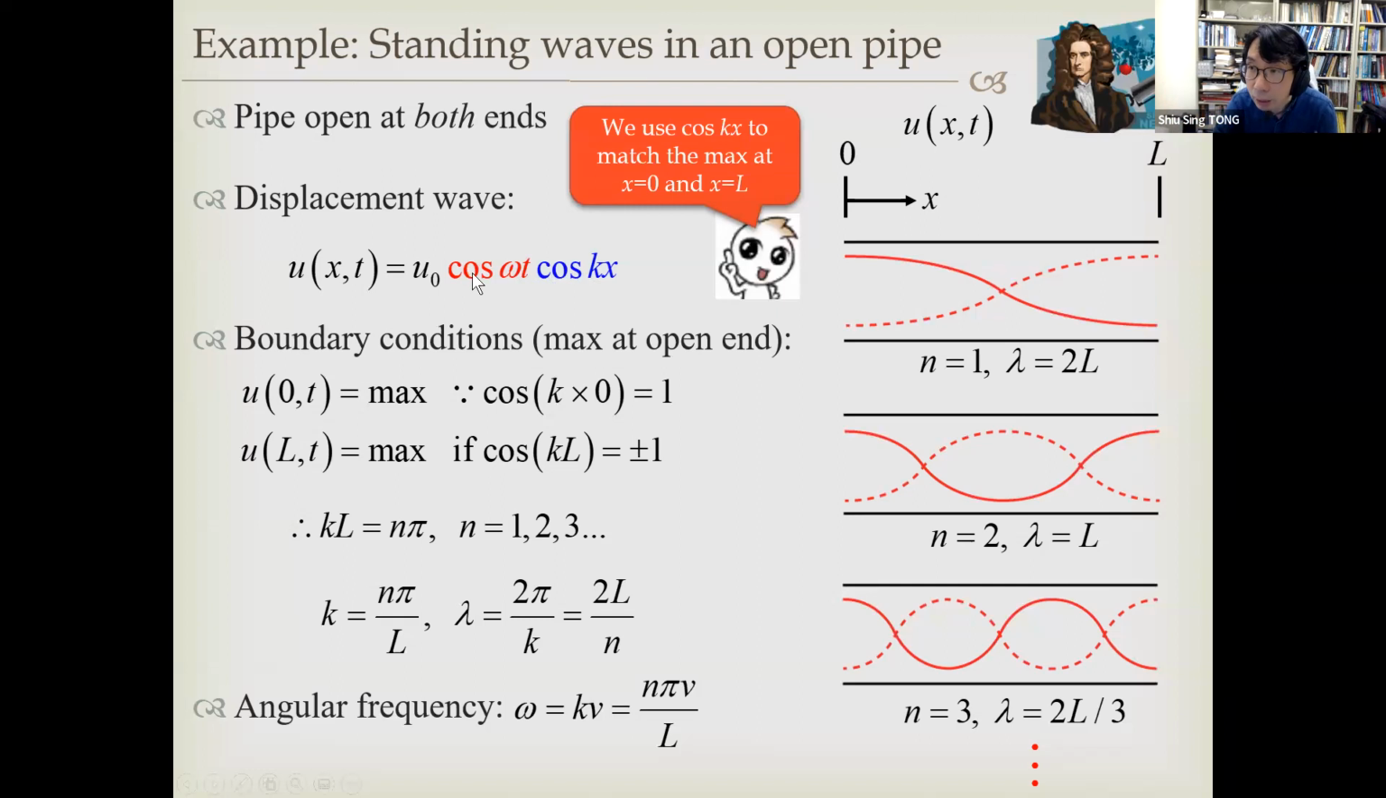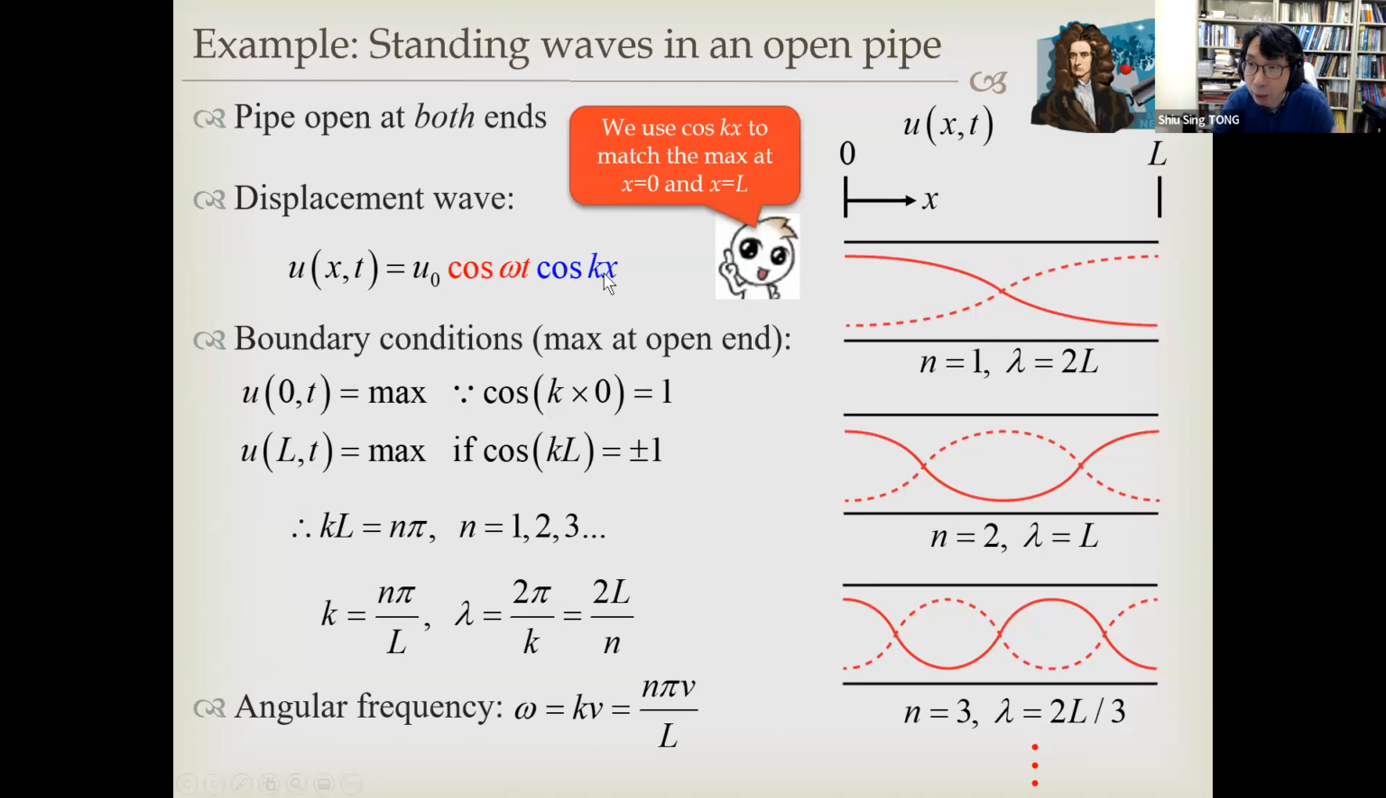Okay. Now you notice an important difference from our previous solution of a standing wave. In a previous solution, we used a sine kx to match the boundary condition. Now we use a cosine. Why do we use a cosine now for the displacement wave of sound? Because the tube is open at both ends. And that means the amplitude of the sound molecule vibration is largest there. So these two ends are the antinodes.